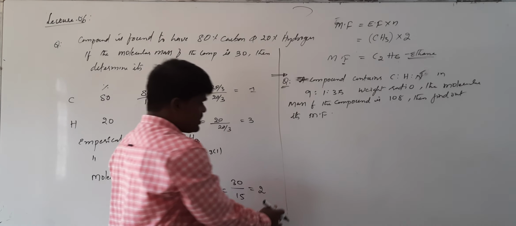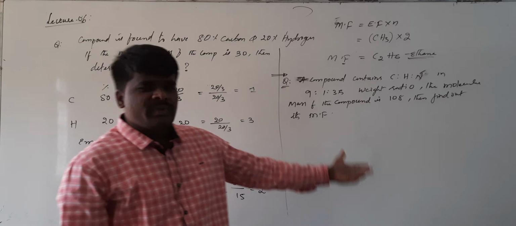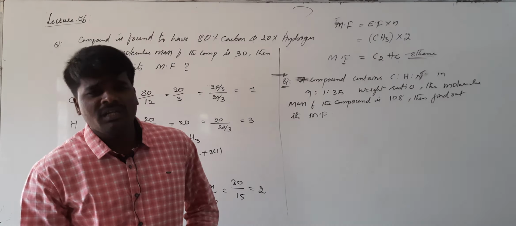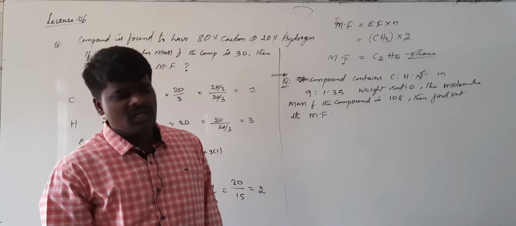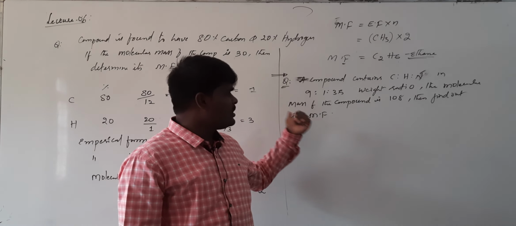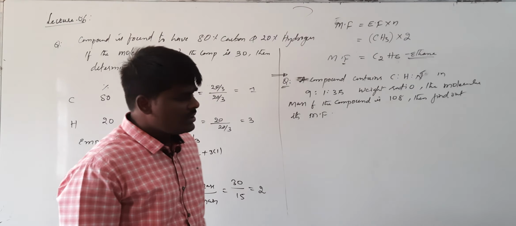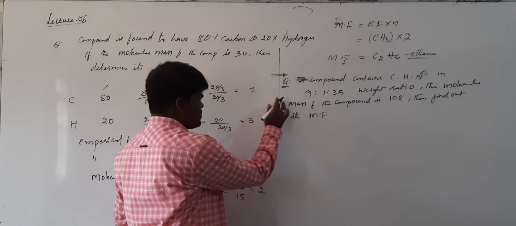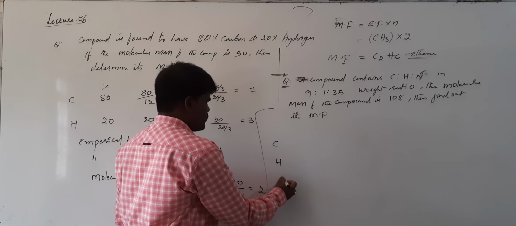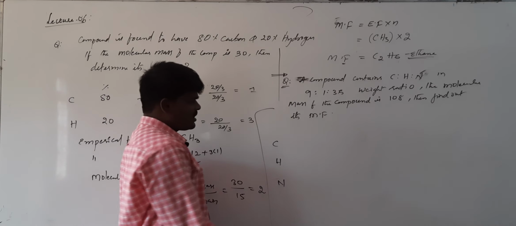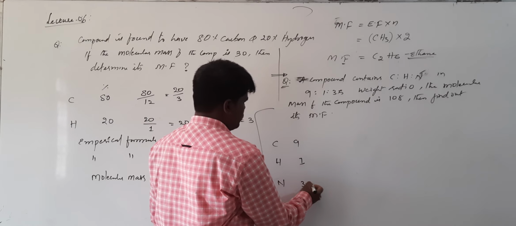So here also it is the same type of question, but he has asked it in a different way. Instead of giving a weight percent, here he has given the weight ratio of all the elements present in the compound. What are the elements present? Carbon, hydrogen and nitrogen are present in the compound, and what are their weight ratios? 9:1:3.5, and he has also given the molecular mass, 108. So how to determine in such cases? Here also the same thing. What are the elements given? Carbon, hydrogen and nitrogen. Weight ratios are given: 9, 1 and 3.5.